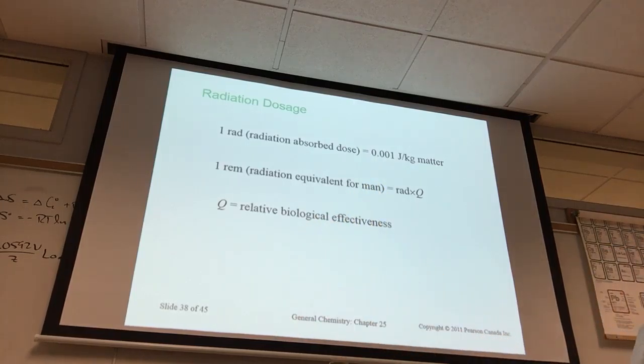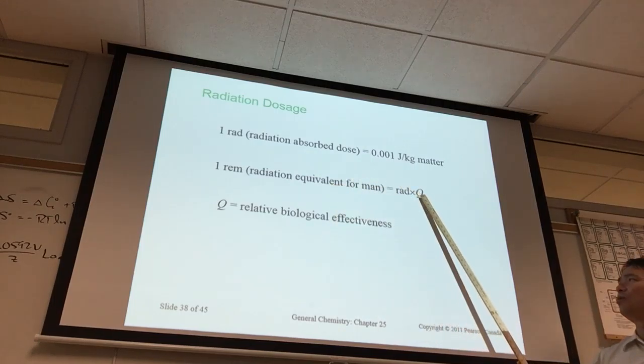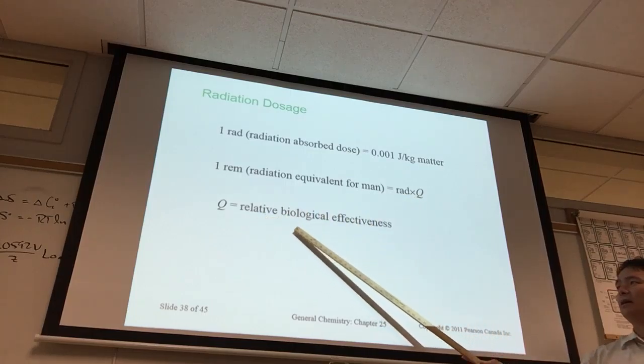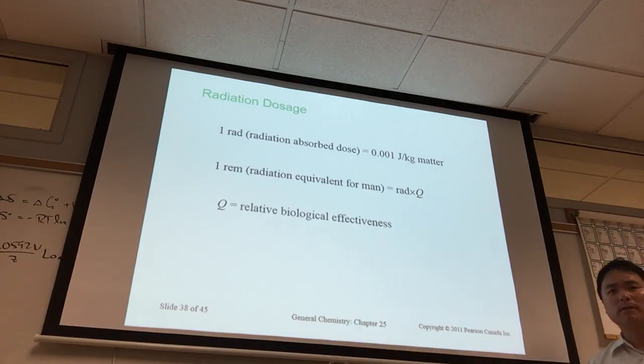A rem would be the most useful to know, because it's the biological equivalent. They have a quality factor, which takes into consideration what type of radiation you've been exposed to. There's always the question, what would you rather be exposed to, 10 joules of red light or 10 joules of gamma radiation? Some people will say 10 joules is 10 joules, but it's not. 10 joules of gamma radiation can cause a lot more damage than 10 joules of red light, obviously.